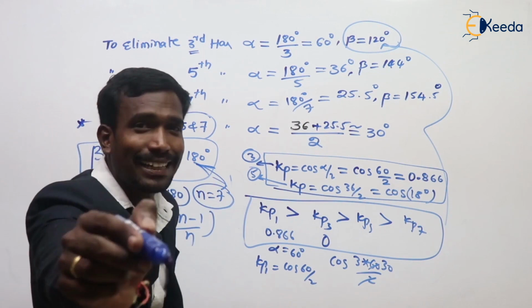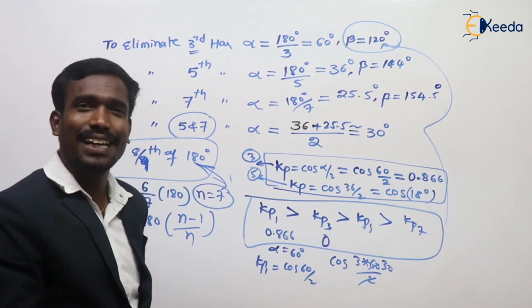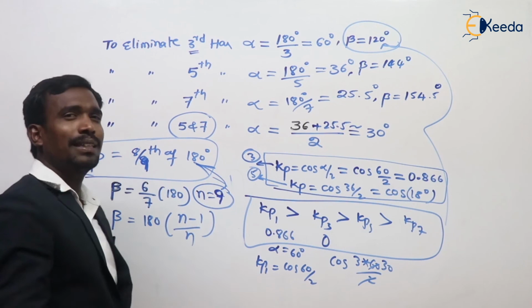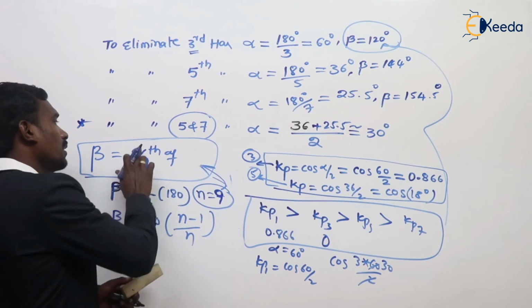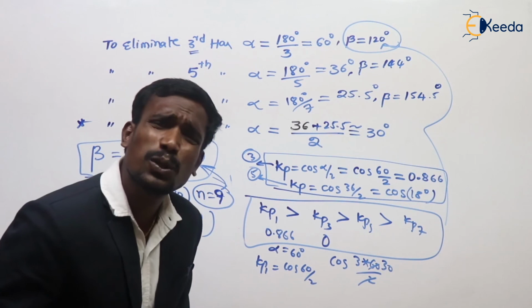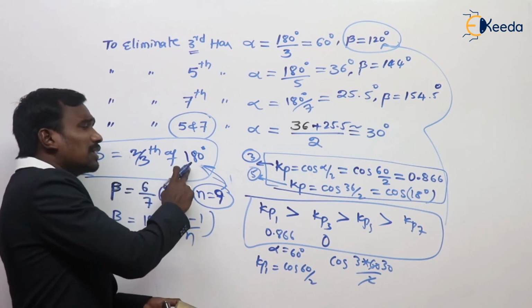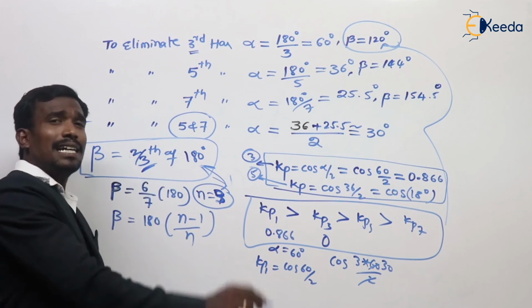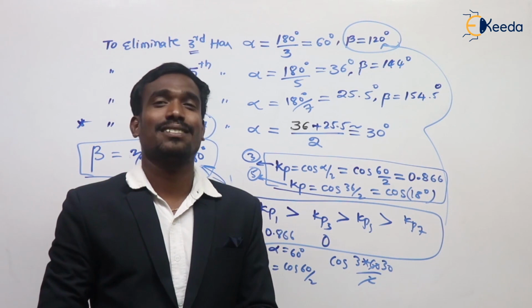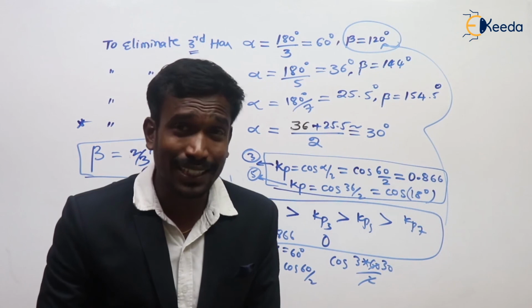7th order harmonics are eliminated. For example, they will ask you a question like this: 8 by 9th of 180 degrees. Here n is equal to 9. So which order harmonics are eliminated? 9th order harmonics are eliminated. For example, they will ask: coil span is 2 by 3 times of full pitch. For full pitch, what is the value of coil span? Full pitch is 180 degrees. 2 by 3 times of 180, here n is equal to 3. So which order harmonics are eliminated? Third order harmonics are eliminated. Like this, they will ask you questions on short pitch winding. This is a very important concept. Are you okay? Getting or not? Right? Thank you.